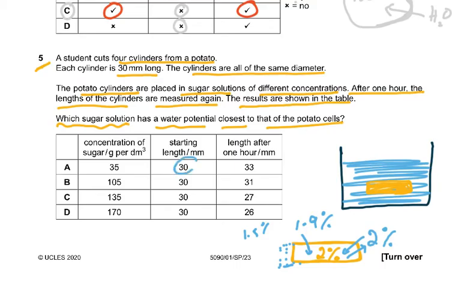Now here you have to see the starting length was 30 in all of them. And this is the least, in which the length after 1 hour has gone up by 1. Here it has gone down by 3, here it has gone down. So look at the difference: 3, 4, 3 and 1. Even if the difference was 29 or 31, it would have been the same thing. But here it is of course 3, 1, 3, 4. The difference is an increase or a decrease. So that is why the answer is B, because that is the solution which has a water potential closest to that of the potato cells. So understand why I am saying B.